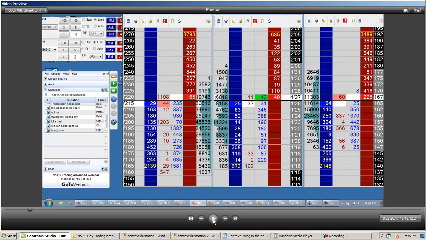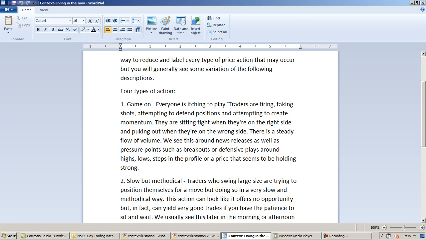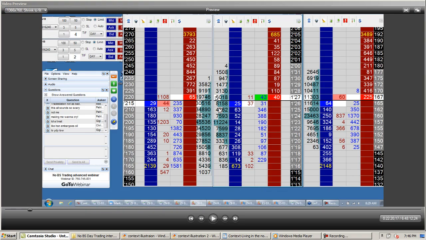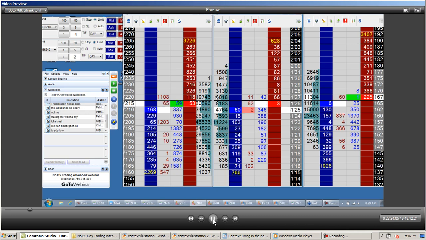And the reason there's opportunity is because everybody's there. It's like I say in the game on description, everybody's itching to play. People want to make money. They have things to do. So there's going to be movement, and this provides opportunity for you. Let this play out for just a second, and I'll show you what I mean here.